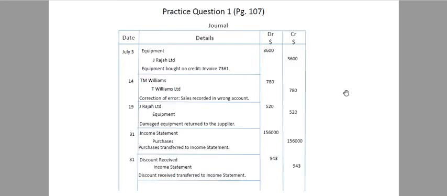Here you can see... we'll pause it for a while and we'll resume it in a minute. Just bear with us for a second.